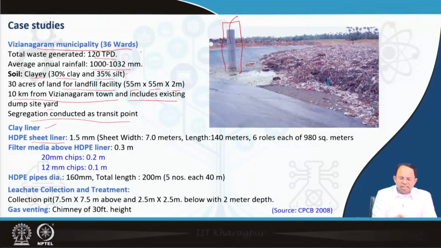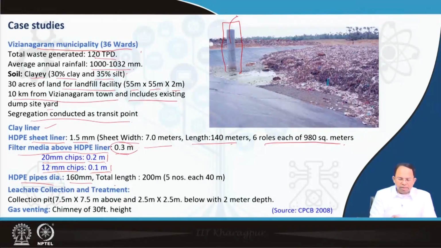An HDPE sheet is additionally added, which is of 1.5 millimeter thickness. Each sheet is 7 meters in width and 140 meters in length, and that means 6 rolls of 980 square meters each are required to cover this particular site. Filter media above HDPE liner is 0.3 meter, which is standard. The drainage layer is of 0.3 meter. It includes 20 millimeter chips and 12 millimeter chips, for 1 feet and 2 feet heights.